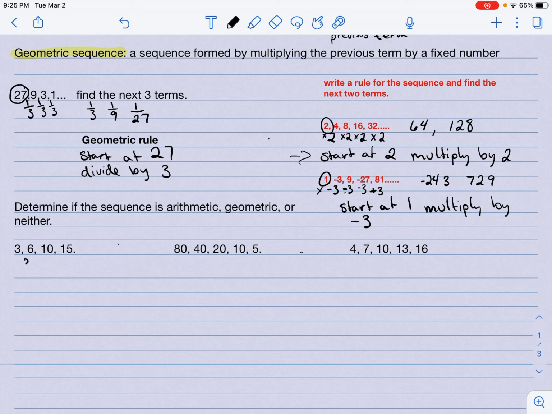So first, if we add 3, but if you add 3 here, you get 9, so that's not it. You could double it. So 3 times 2 gives you 6, but 6 times 2 does not give you 10. So let's see what is actually happening. So with 3 you add 3, then you add 4, then you add 5. So the pattern, you keep adding one more than you did previously. So there's no fixed number that you're adding or subtracting, and there's no fixed number that you're multiplying or dividing. So this one would be neither.